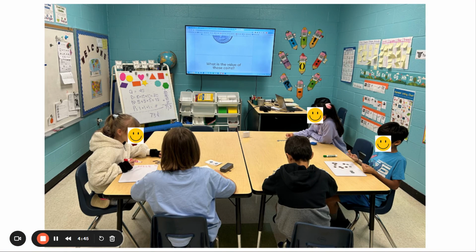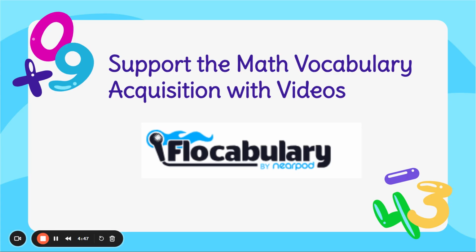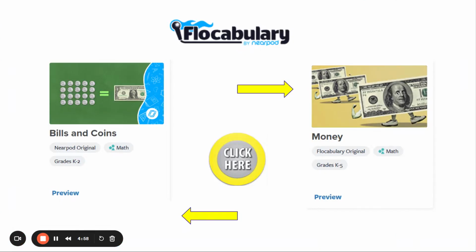Complementarily, I frequently use apps such as Vocabulary to support math vocabulary acquisition through videos. These help students to better retain information and understand concepts. In this case, I used Vocabulary. Both videos that you see on this slide are linked to the presentation. In this case, I used bills and coins, and they liked it a lot.